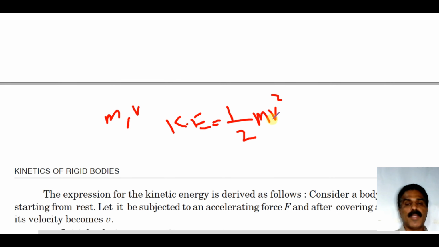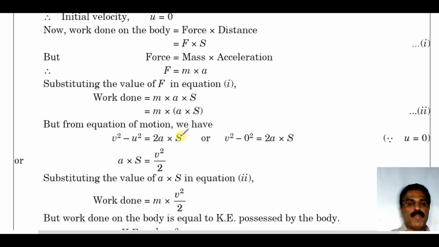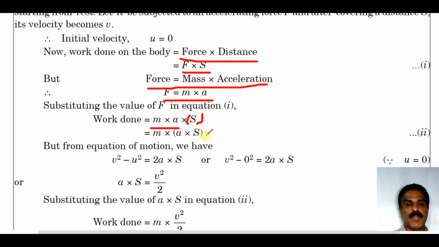You might have studied this in your +1, +2 level. So, how can we get this equation? Just look at this derivation. Work done is equal to force into distance, that we know, F into S. Force is mass into acceleration, that is F equals m into a. Substitute the value of F in equation 1, that is F into S. F is equal to m into a into S, which gives m into a into S.